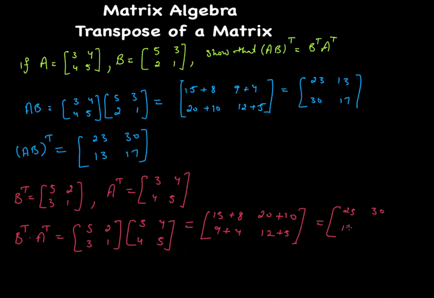And 13 and 17. So if we look at both the answers, AB transpose is equal to B transpose into A transpose. So both give us the same matrix. Okay, so basically we proved what they were asking us.